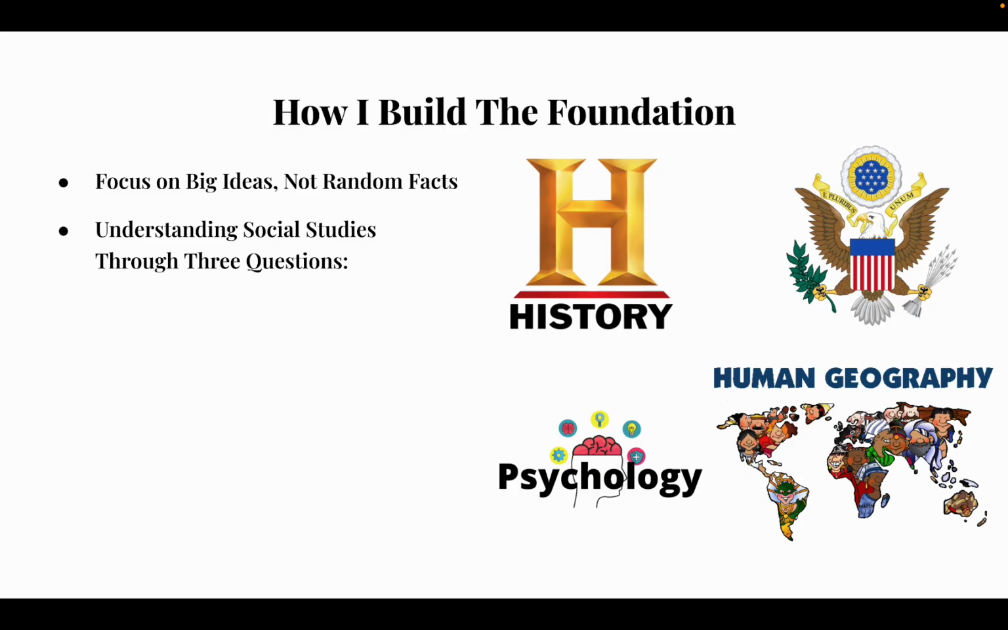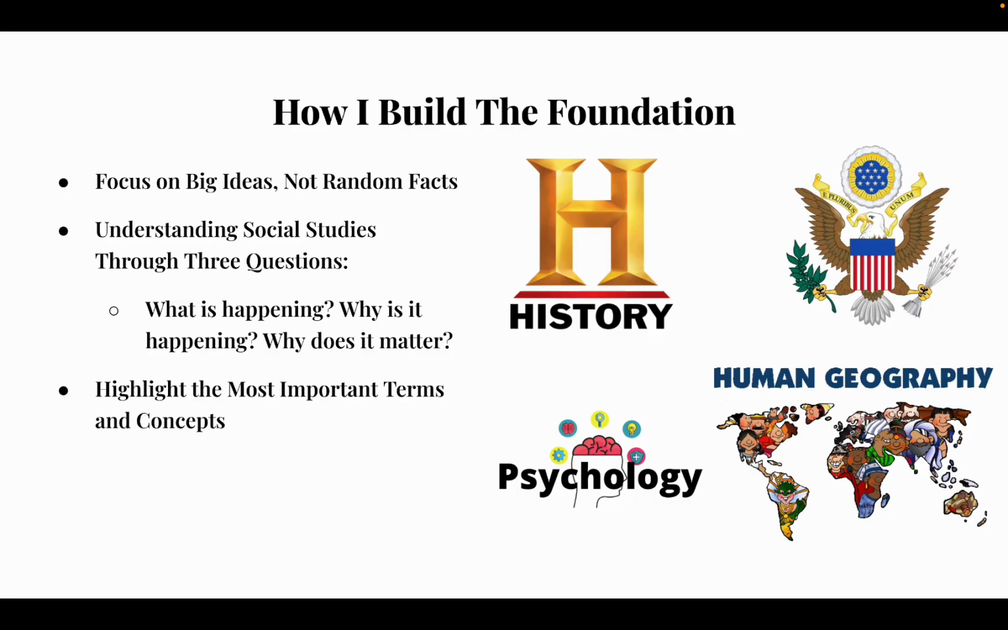Next up is understanding social studies through 3 questions. I break down complex social studies topics by answering 3 key questions. What is happening? Why is it happening? And why does it matter? This approach helps students move beyond memorizing information and instead understand the systems, patterns, and relationships that shape societies. By linking ideas through cause and effect relationships, students can see how institutions, economic choices, geographic conditions, or human behavior influence the way societies function and change.